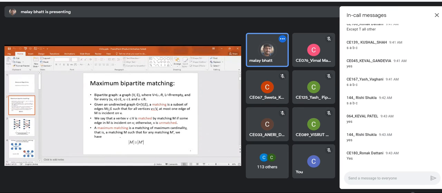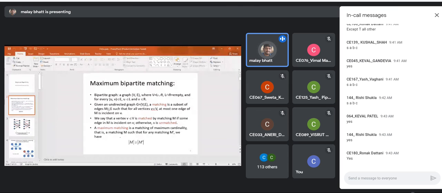We say that a vertex v, which belongs to V, is matched by matching M if some edge in M is incident on v, otherwise v is unmatched. If some player is not part of any team, not selected by any of the teams, then it is unmatched. Otherwise, a node will be matched with some team member.